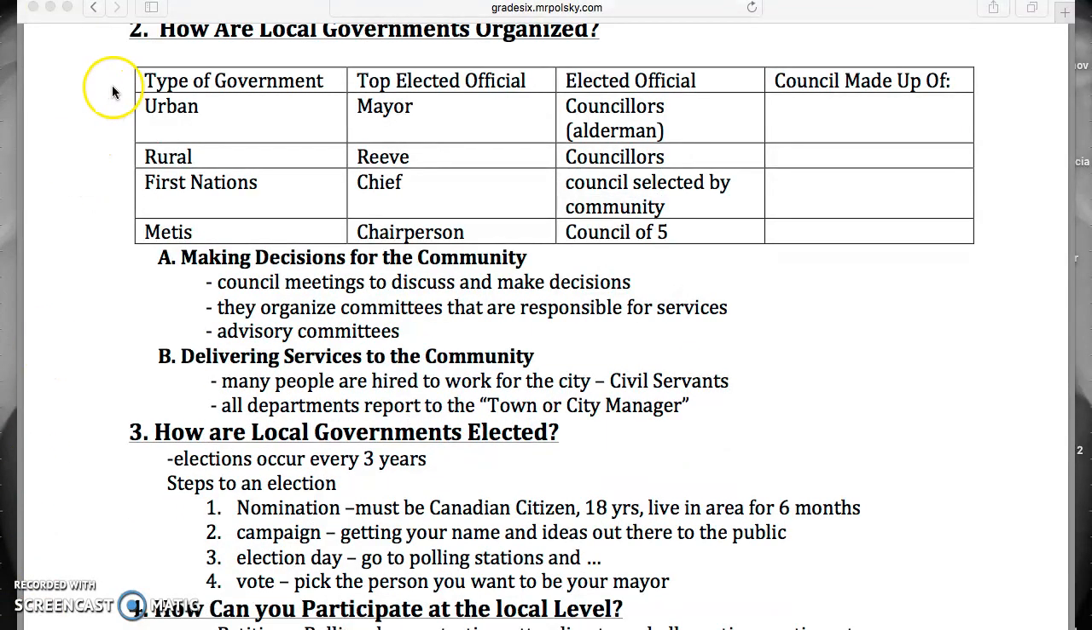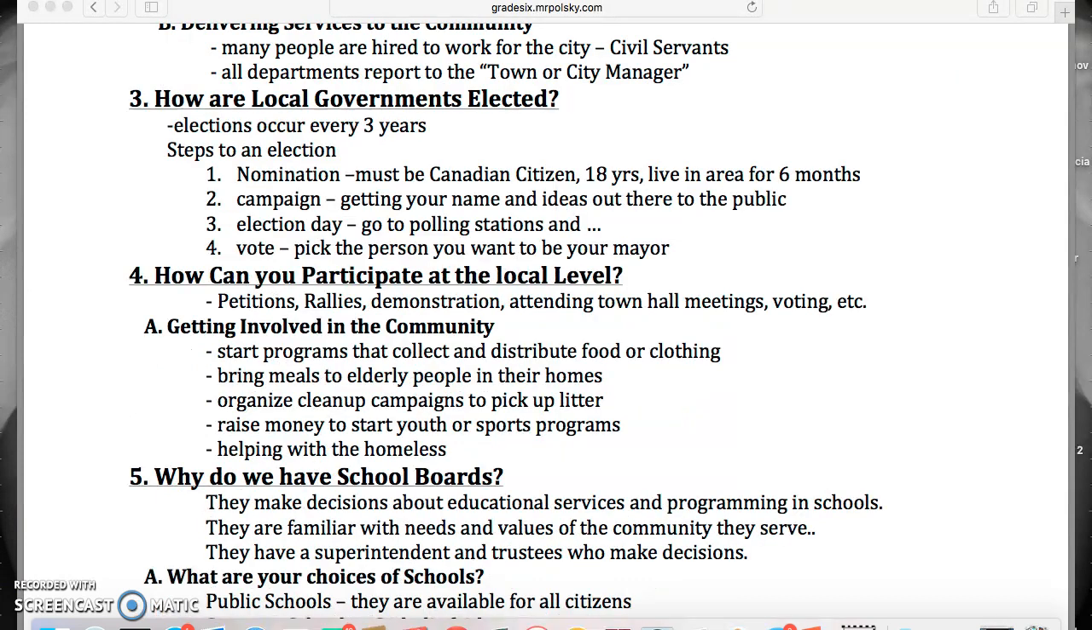This chart and knowing the names of each of these has actually come up on PATs in the past, so it's really, really important that when we think local government, we're not just thinking of our urban communities. Okay, so we're going to skip down to number 3 here, which are how local governments are elected. So elections occur here. It says every 3 years. You can cross that out. It's actually every 4 years that a new local government is elected.